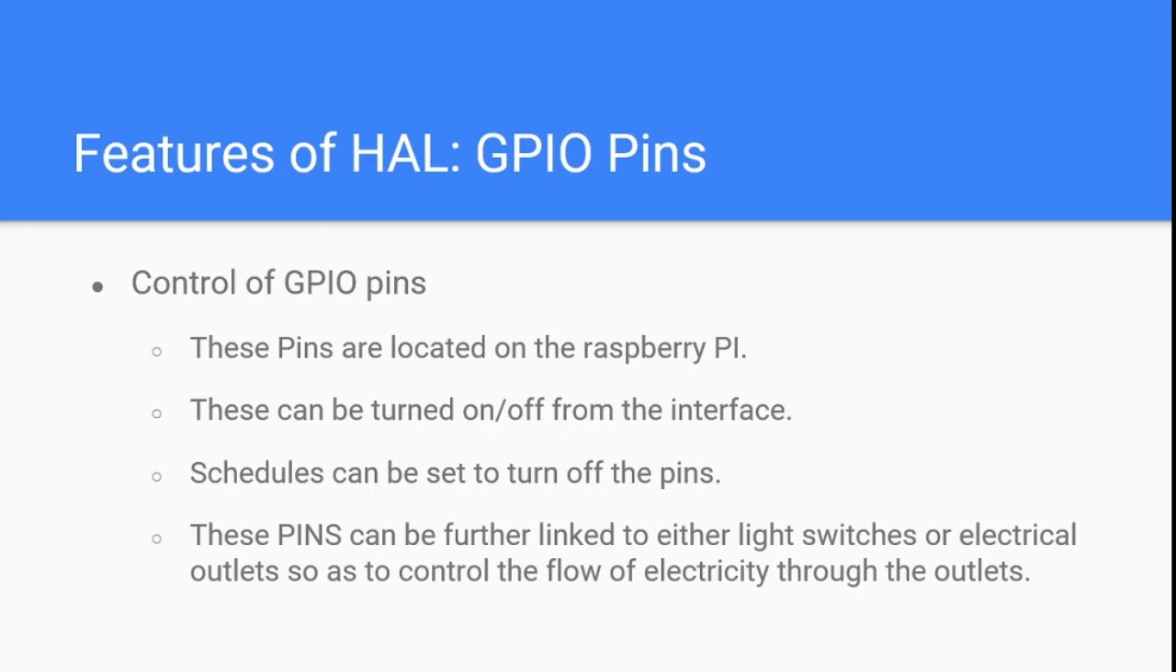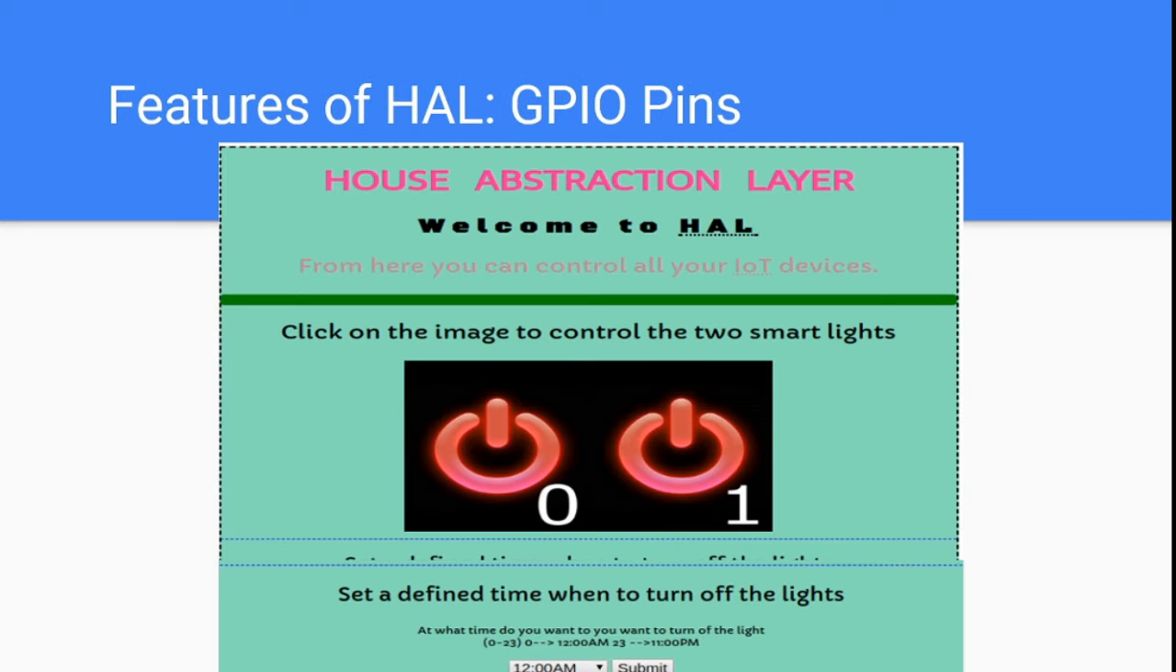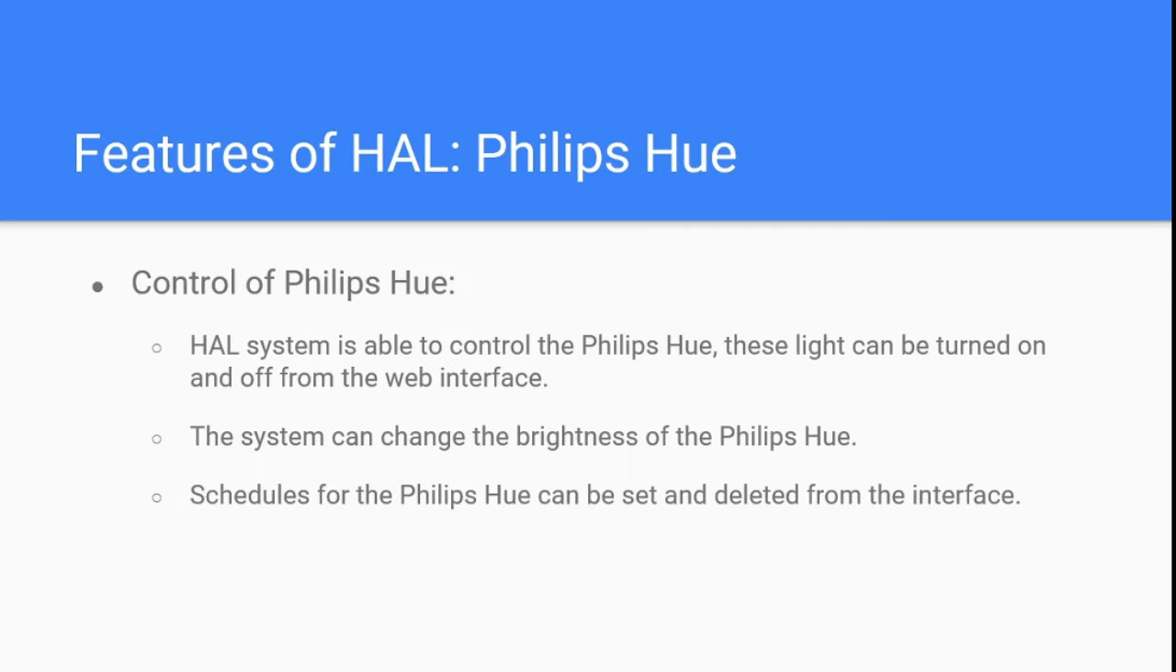Some of the features that we've implemented are, once again, control of the GPIO pins. The pins are located on the Raspberry Pi and have been initiated to have a simple turn on and off from the interface. We can also set schedules for the pins. The purpose of this is so that the pins can further be linked to either light switches or electrical outlets, such as dimmers or other things, so that we can control the flow of electricity with the GPIO pins. We also have a brief screenshot here of the web interface for the GPIO pins.